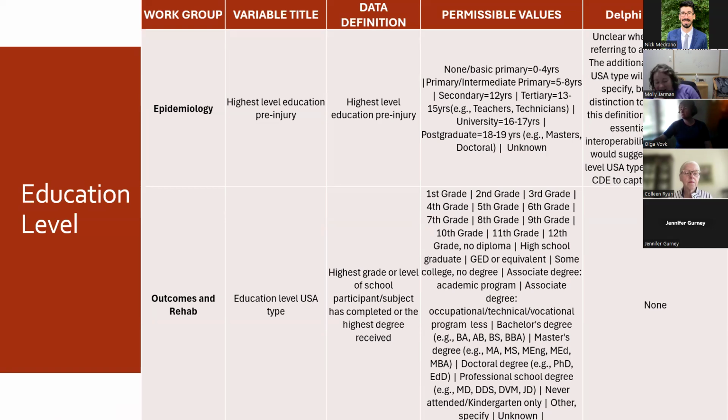So I cannot remember what I actually rated in the voting rounds, but looking at these now and especially the comments, I think the education level USA type options are better because they are clearer as to what they mean. So like, as the comment pointed out, what does none/basic primary equal to 0 to 4 years mean? Does that mean 0 to 4 years old or 0 to 4 years worth of education? Versus the specific grade levels are pretty clear.